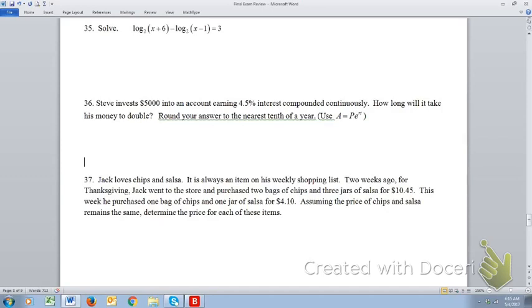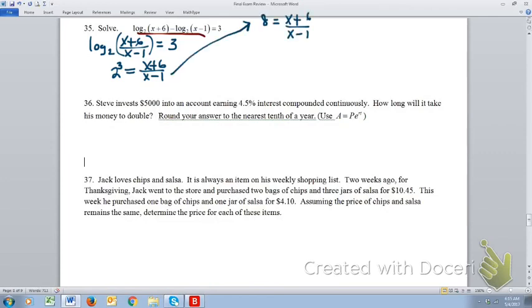Alright, so we got one more log here. This time we're going to have to use the quotient rule. We got a subtraction of 2 logs, so this will be the log base 2 of x plus 6 over x minus 1. On the other side we still have 3. So notice we do not have log equals log. We cannot set the inner parts equal. So all we can do is change form. So we have a base of 2, an exponent of 3, and the answer goes on the other side. Let's change that 2 cubed to 8.